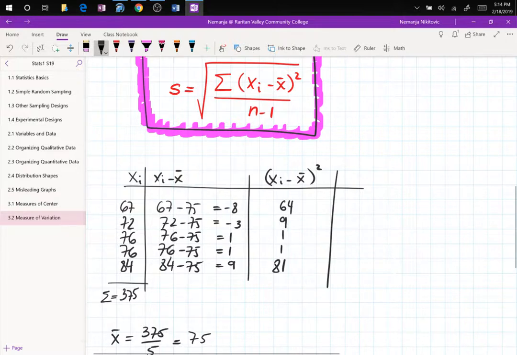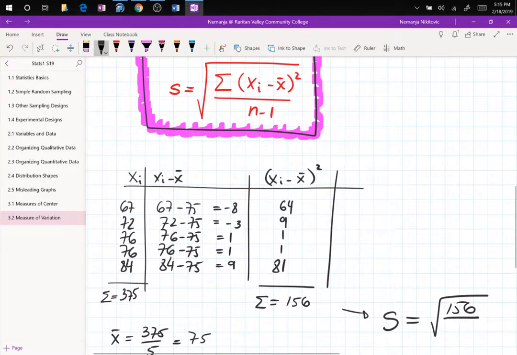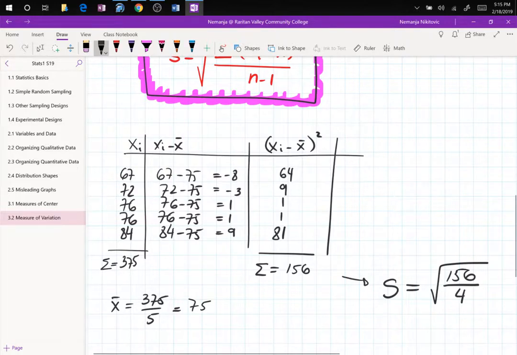Now, the next thing in the formula, we need to add all of those values. We can just add them here. So summation, add everything. That's 64, 73, 74, 75, 156. So where are we now in our formula? We are at S equals square root of 156 divided by 4. That's where we are. Remember that the 4 is the 5 minus 1, right?